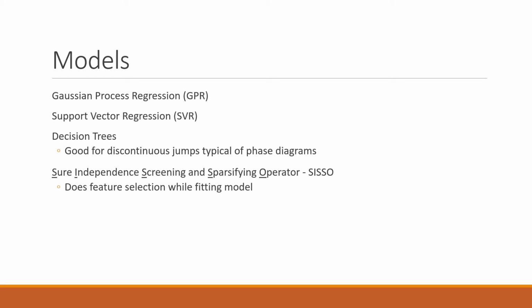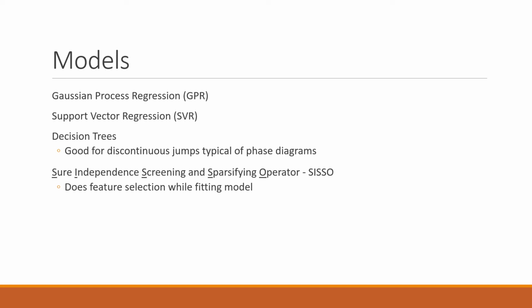These are the models outlined in the scope of this project. I've investigated Gaussian process regression and support vector regression so far. Future plans include testing decision trees, which excel at modeling the discontinuous jumps typical of phase diagrams.